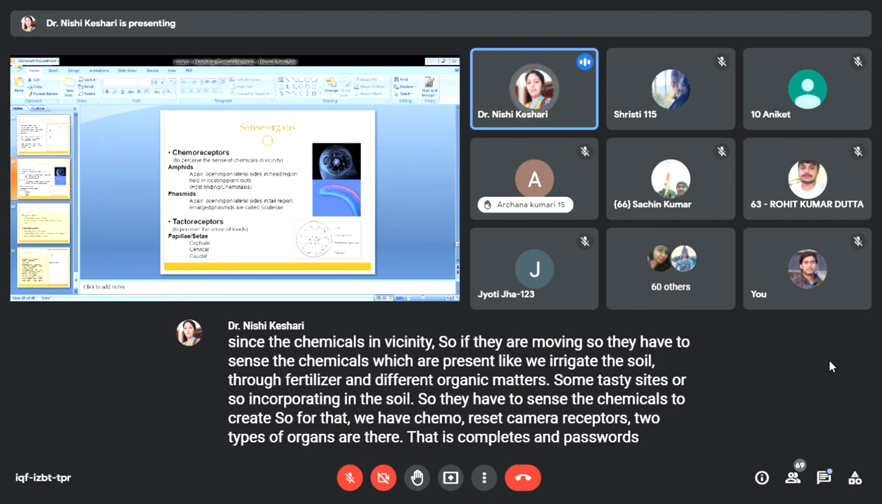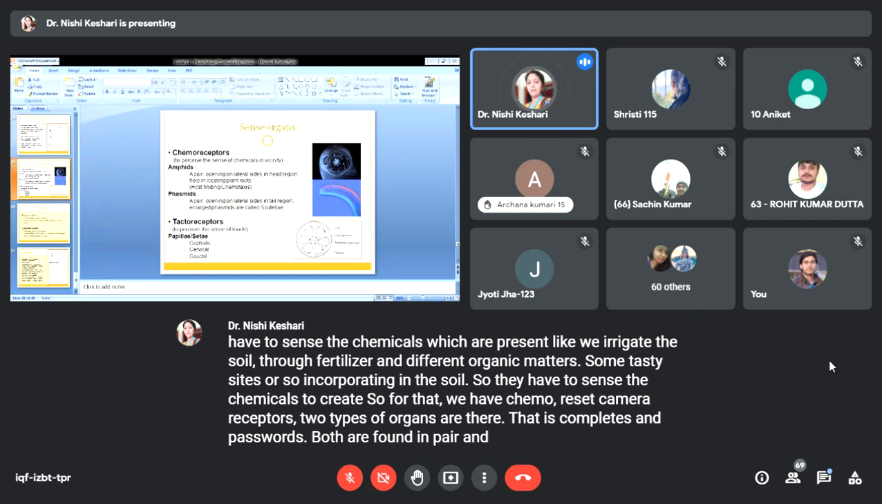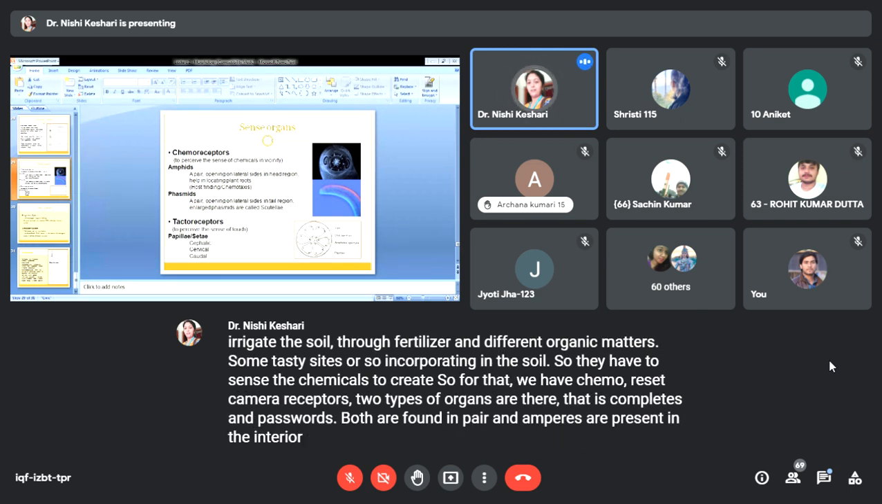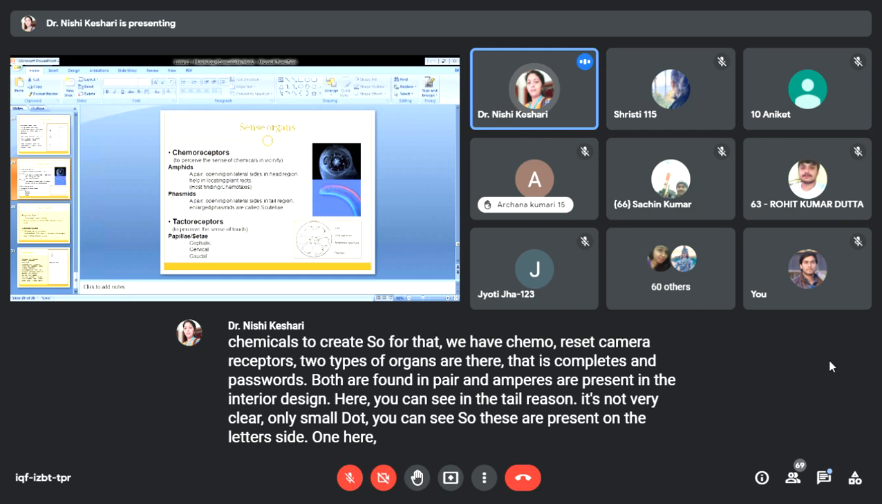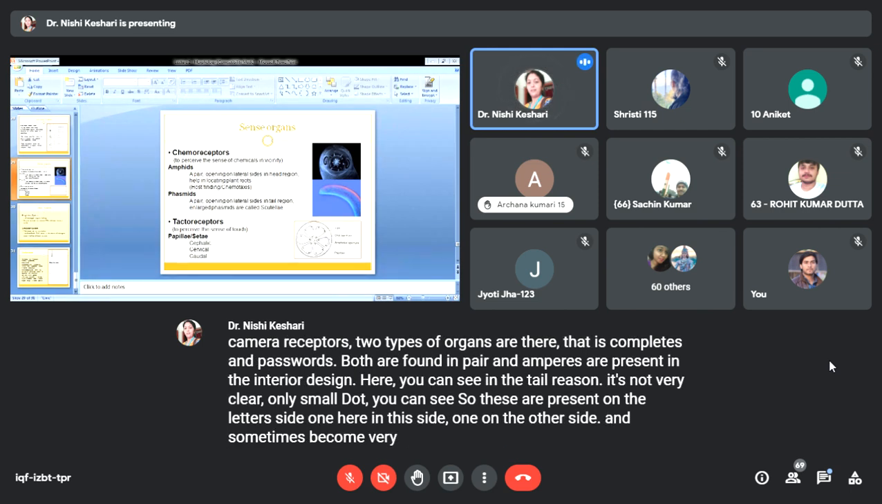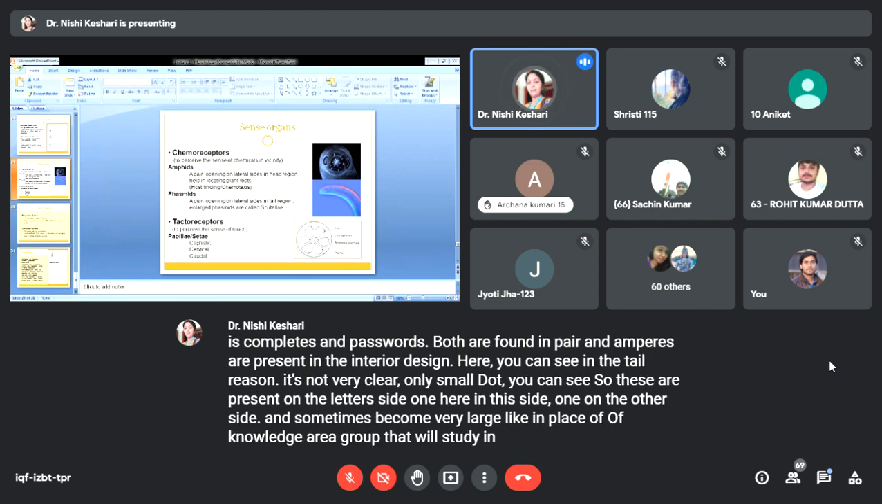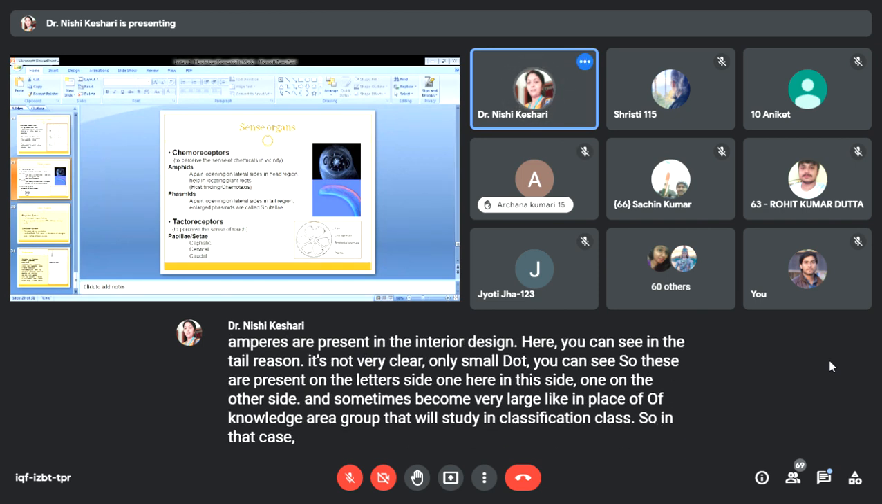Amphids are present in the anterior region and phasmids are present in the tail region. Here in the tail region it's not very clear, only a small dot you see here. These are present on the lateral sides, one here, one on the other side. Sometimes phasmids become very large, like in the case of the Oplolebiga group that we'll study in the classification class. In that case it is called by a different name. Generally it is called phasmids.